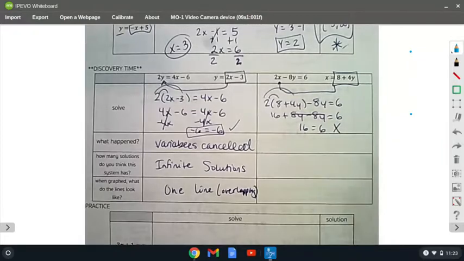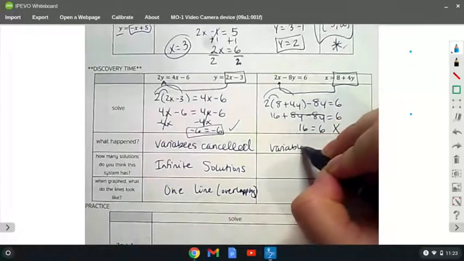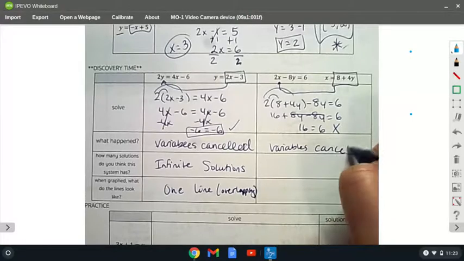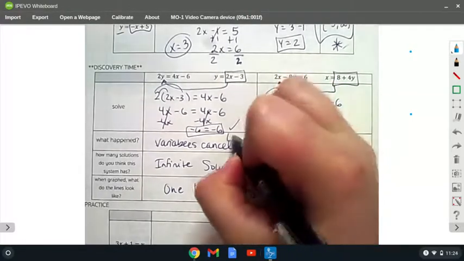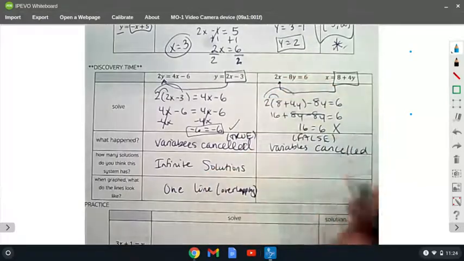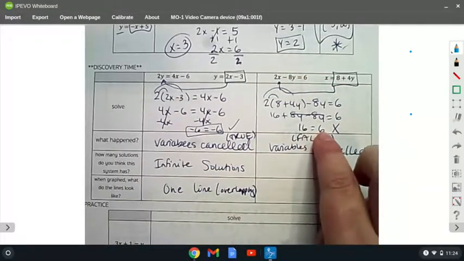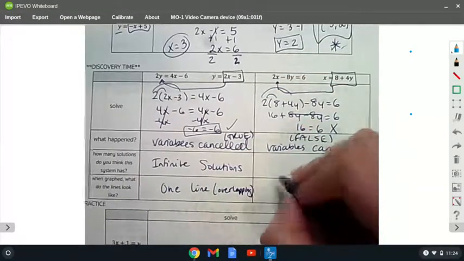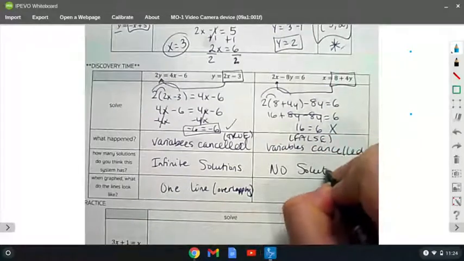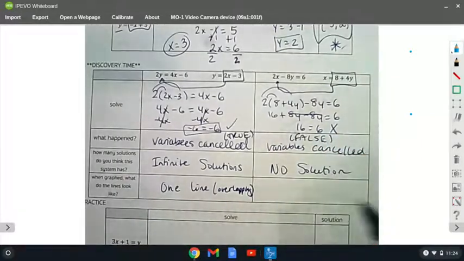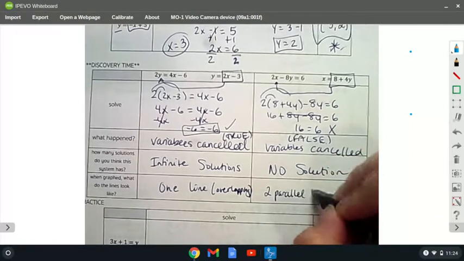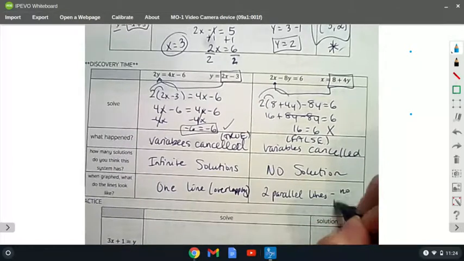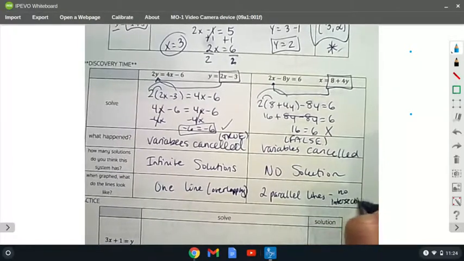That's not a true statement. So my variables still canceled, but here I had a false statement. Here I had a true. So if I get a false statement like 16 equals 6, 16 does not equal 6. So that is no solution. What does no solution look like when we graph? It looks like 2 parallel lines. No intersection.